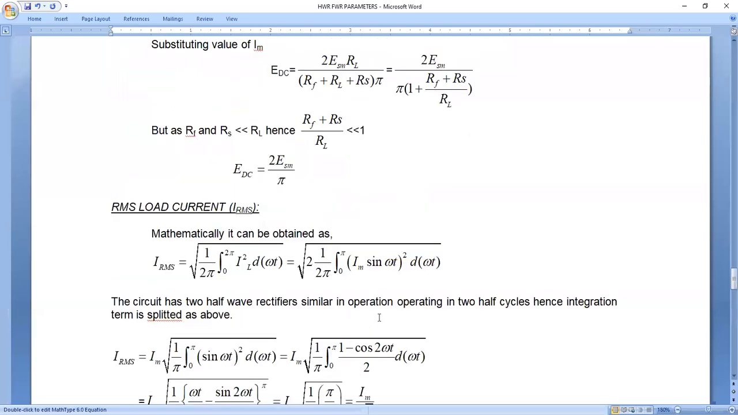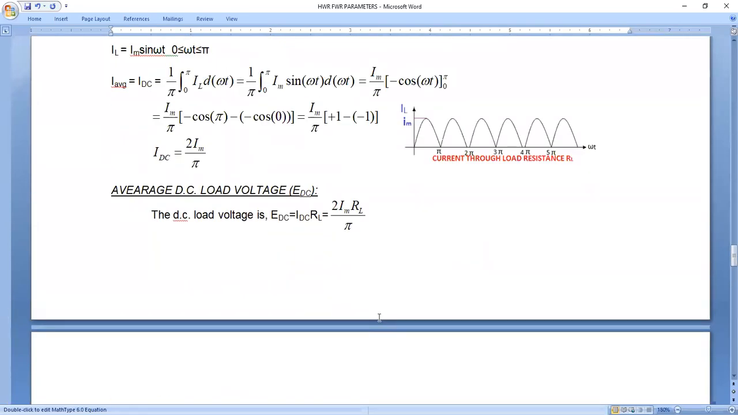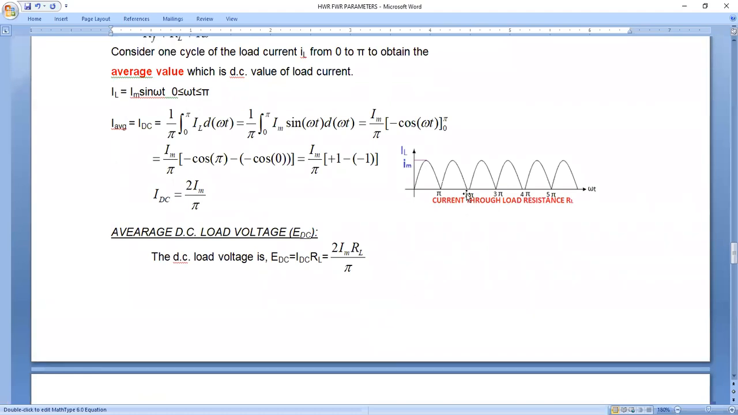Now see the bridge full wave rectifier parameters. Bridge full wave rectifier parameters are similar to full wave rectifier parameters. Why? Because the output waveform for the full wave rectifier as well as the bridge full wave rectifier is the same. We got the same output in the case of the bridge full wave rectifier as well as the center tap full wave rectifier. In both cases the output is the same.